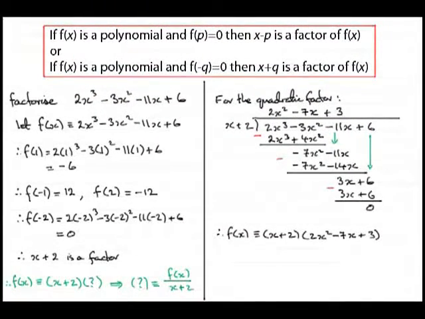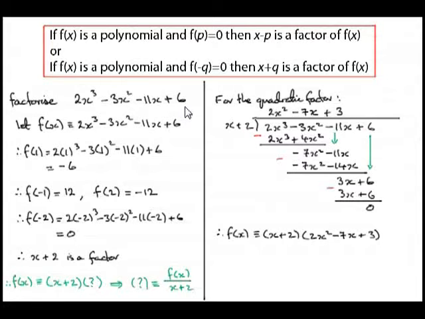Hi. Now I'm assuming that if you're watching this particular video that you are on my website and you've watched the previous one to this, and that was where we tried to use the factor theorem to factorize a cubic polynomial, this one here, 2x cubed minus 3x squared minus 11x plus 6.